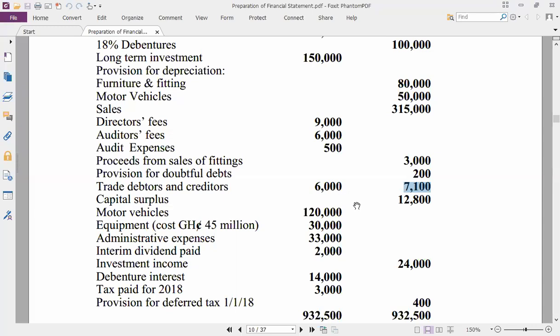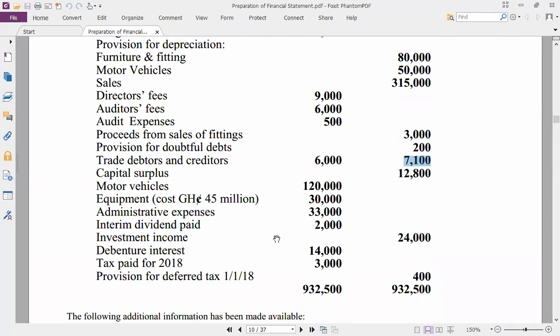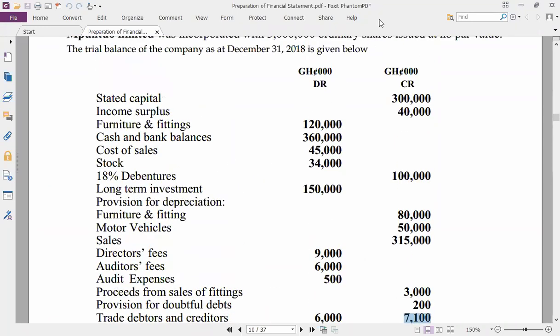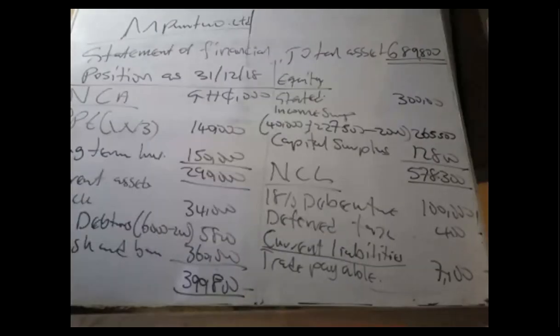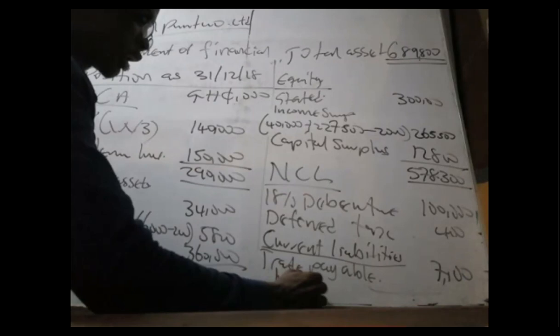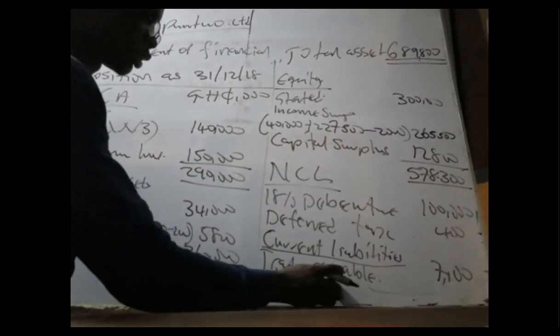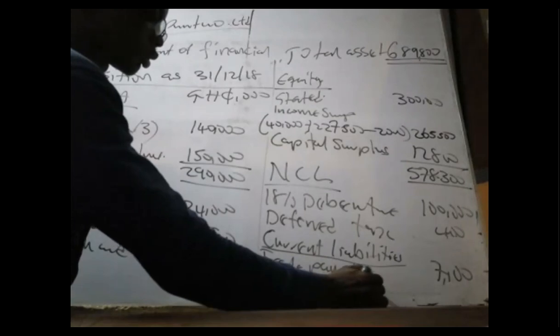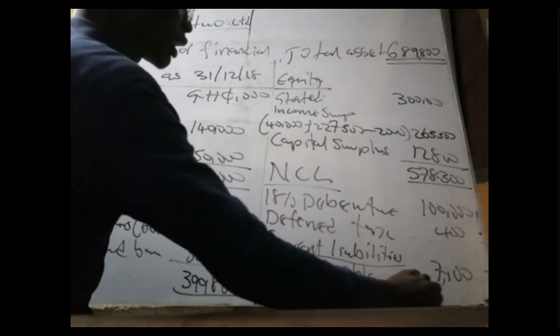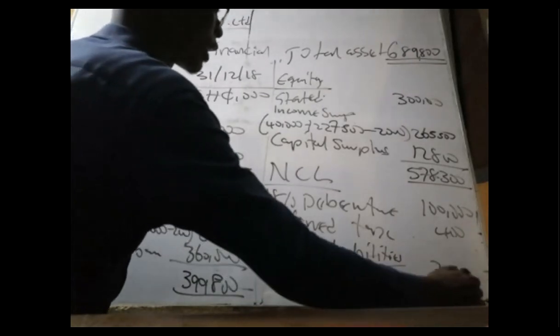Are there any expenses that they are owing? Is there any expense that they are owing? That's one of the expenses that you have to tell me. Oh, okay. So what to do is this: interest owing. That is interest owing. Open a bracket. It was 18,000 minus 14,000. We had 4,000.